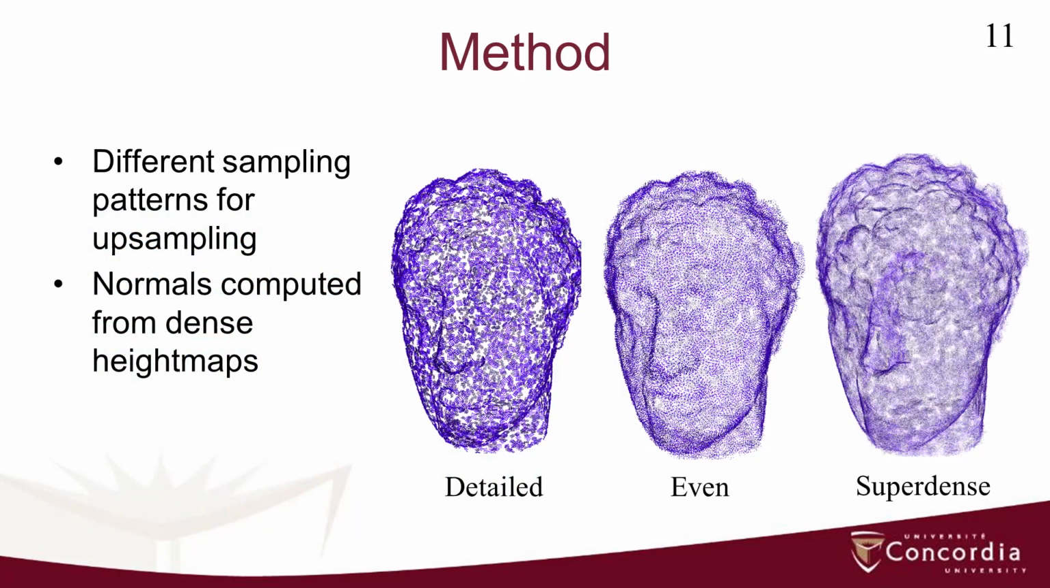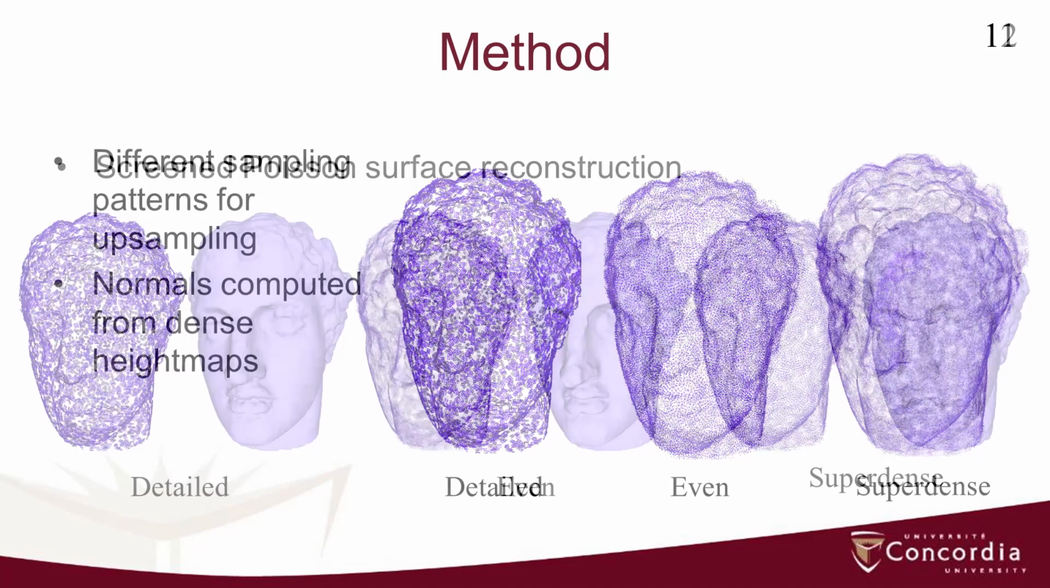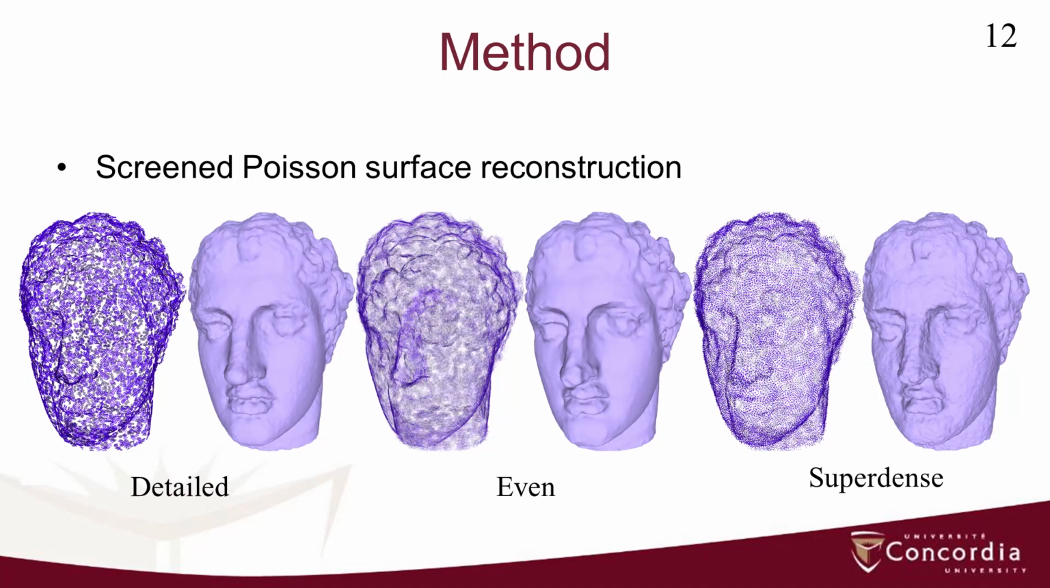The dense height map generated by the GAN is then sampled according to one of three predetermined sampling patterns to generate a dense set of points. We can also compute normals at the newly generated points by applying backward differences on the dense height map. This allows us to apply screened Poisson surface reconstruction on this dense set of points to reconstruct the surface.